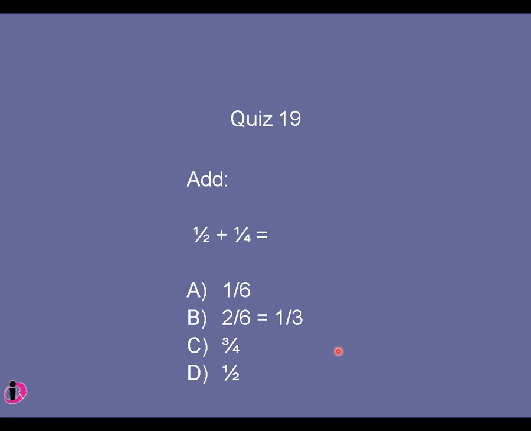Then I add only the numerators. I keep the denominator same. So right answer is 3 over 4, right? So the right answer is C.